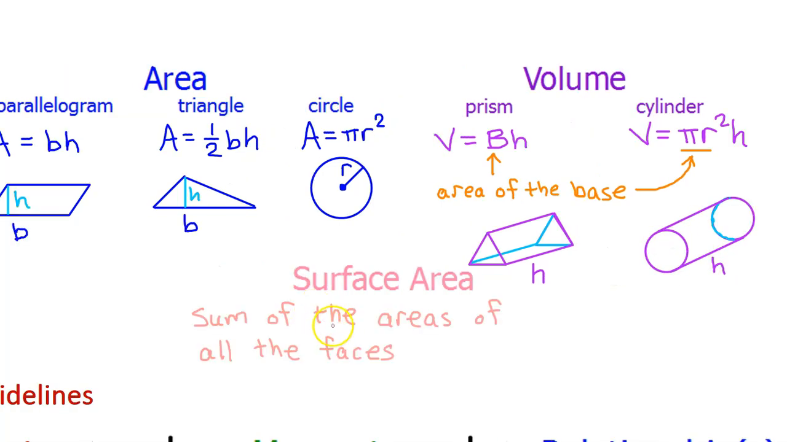There's no general formula for surface area, so just know that it means the sum of the areas of all the faces. For example, this prism has 2 bases and the 3 sides. So the surface area would be the sum of the areas of those 5 faces.